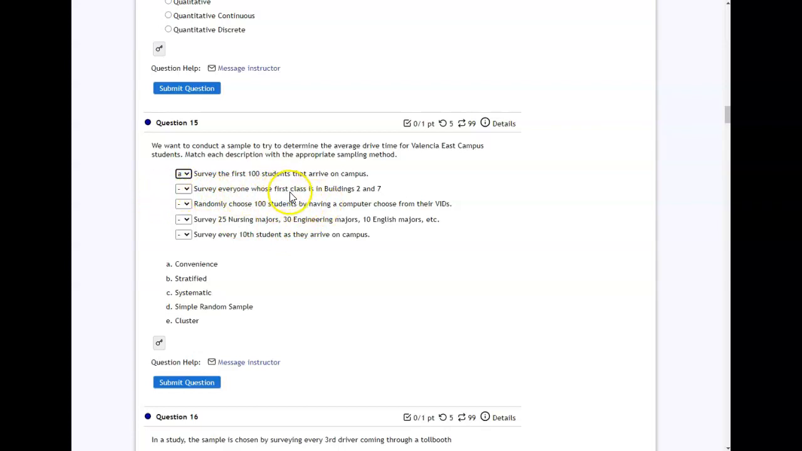Survey everyone whose first class is in building 2 or 7. That is going to be your cluster because you've broken it up into groups, which are your buildings, and then you've gone and surveyed everyone in select groups of buildings. So that will be your cluster. Randomly choose 100 students by having a computer choose them from their IDs. That is going to be your simple random sample.